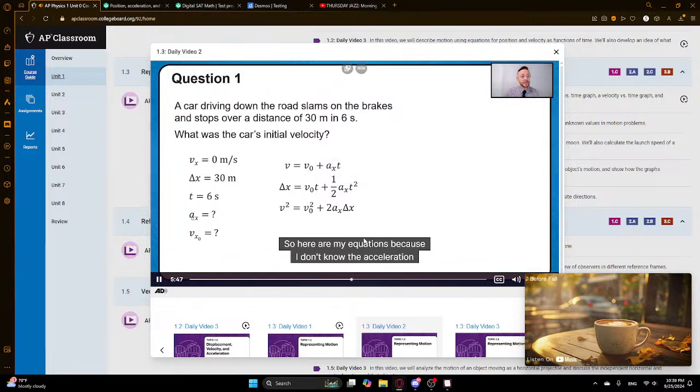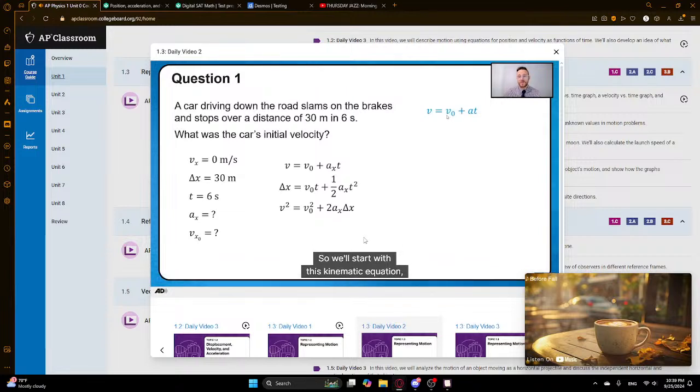I don't know the acceleration, and because I don't know the final velocity, I'm going to have to combine 2 of these equations to find my answer. Are you serious? So we'll start with this kinematic equation, and we'll solve. Let me write this down then. Choose an equation. We'll write down the 3 below. v equals initial velocity plus acceleration times time.